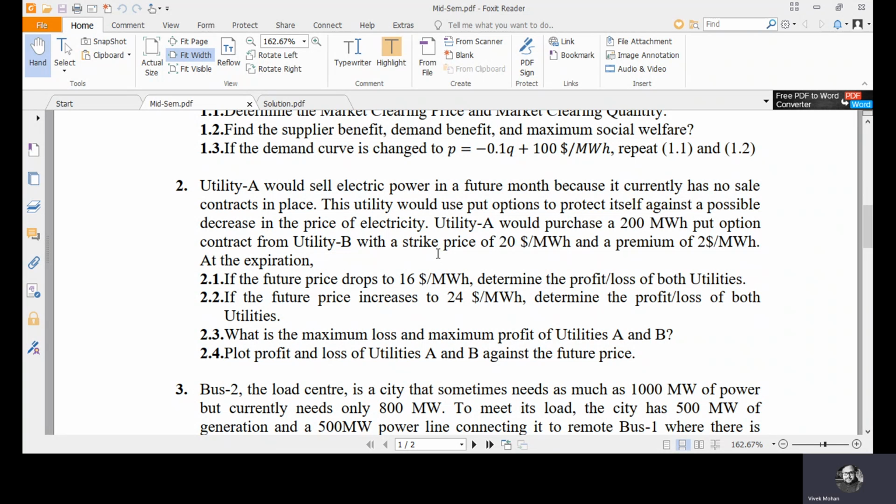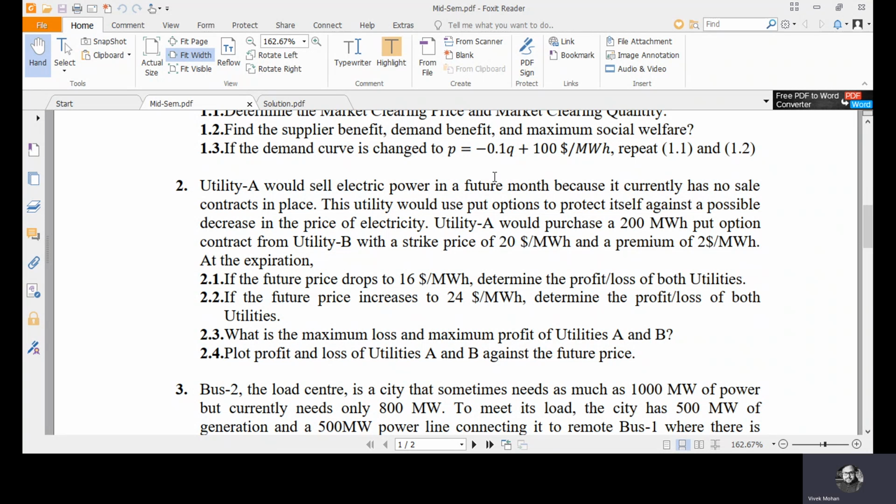Utility A would sell electric power in a future month because it currently has no sale contracts in place. This utility would use put options to protect itself against a possible decrease in the price of electricity. Utility A would purchase a 200 megawatt hour put option contract from utility B with a strike price of $20 per megawatt hour and a premium of $2 per megawatt hour.